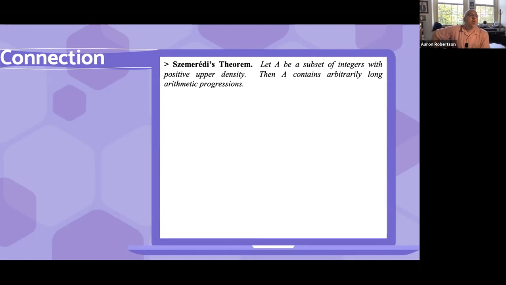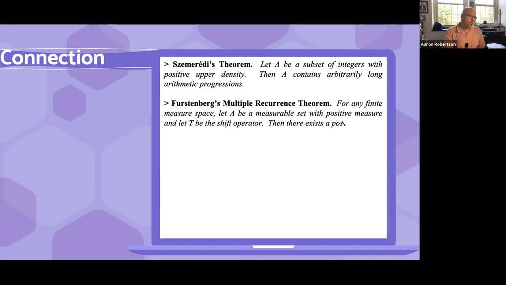So if we take any subset A with positive upper density, it actually can be weaker. It can be Banach upper density. Then A contains arbitrarily long arithmetic progressions. And one way to prove it is through ergodic theory. And here we'll see that T is the shift operator. And we're looking at a probability space now, and A is a measurable set with positive measure. Then this intersection has positive measure. We just need it to be non-empty.